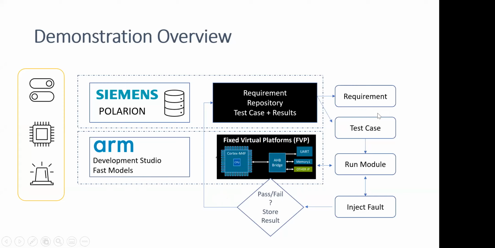Stuart will pull a requirement and a test case from Polarion. He'll then run the software module with the unit test, inject a manual fault, and then the result will be stored back into Polarion to complete the loop. So Stuart, over to you. Thank you, Peter. Let me share my screen.